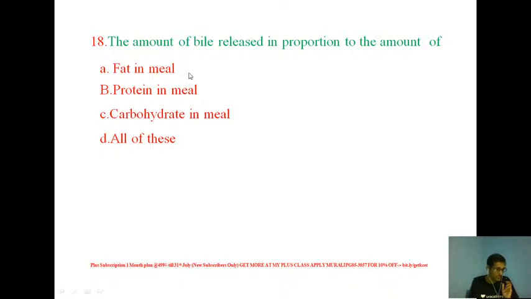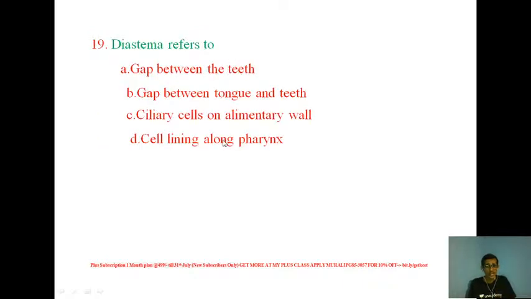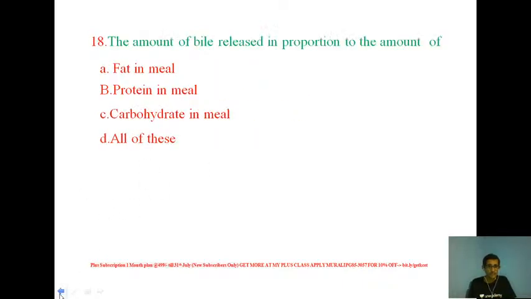So the amount of bile released is in proportion to the amount of fat in the meal, because in accordance with the intake of fat in the meal, the amount of bile is going to be released. There we can observe the control mechanism, isn't it? So the answer for question number 18 is A. Okay. Next question.